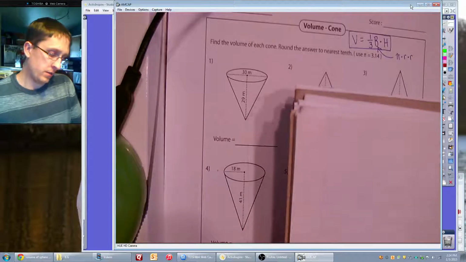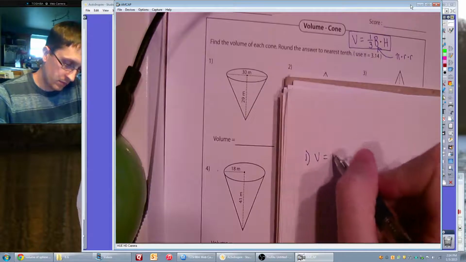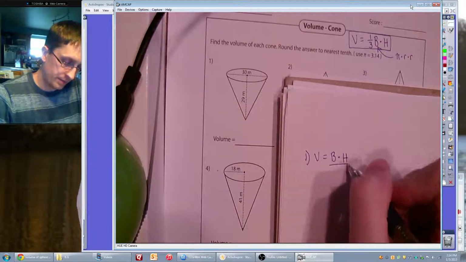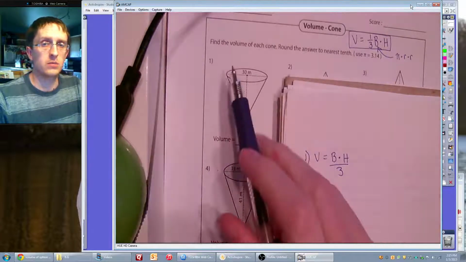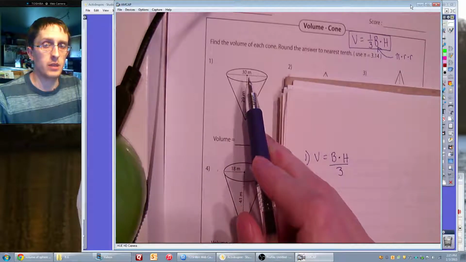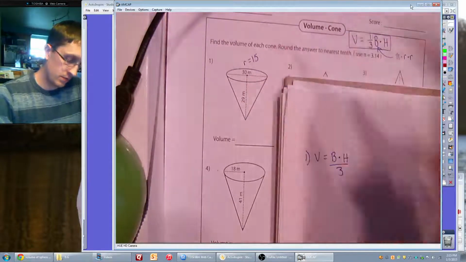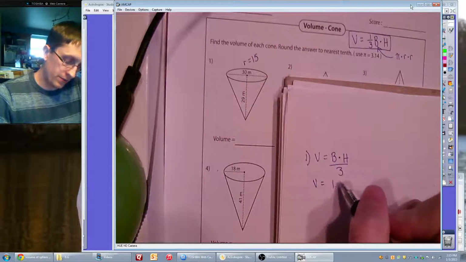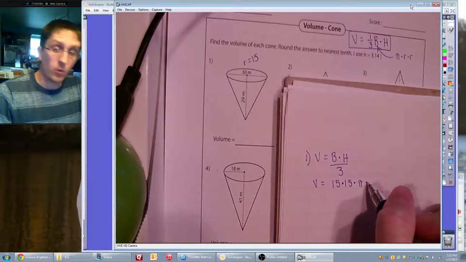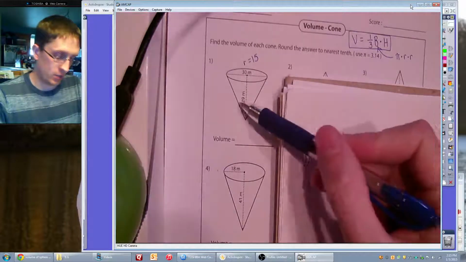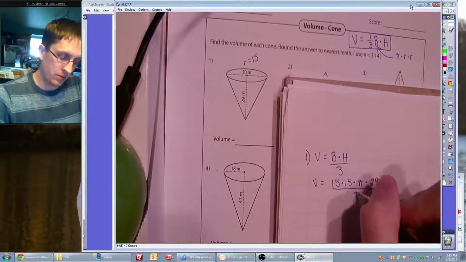Alright, number 1. Volume equals base times height divided by 3. The base of this cone is actually a circle. It's on the top. The cone's upside down. It's equal to pi times the radius times the radius. Well, the diameter is 30, so that means your radius is 15. So we're going to do volume equals 15 times 15 times pi, and we're going to multiply that by the height of the prism, which in this case is 29. And then we're going to divide that whole number by 3.